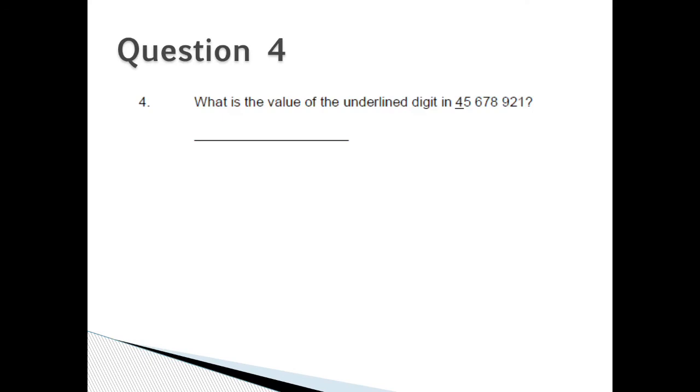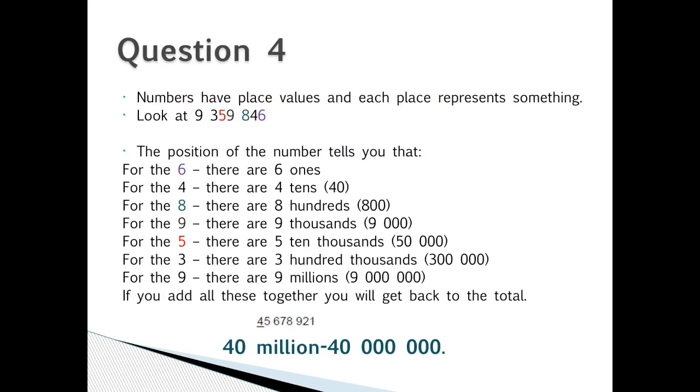What is the value of the underlined digit in 45,678,921? Numbers have place values and each place represents something. Look at 9,359,846. The position of the numbers tells you something.